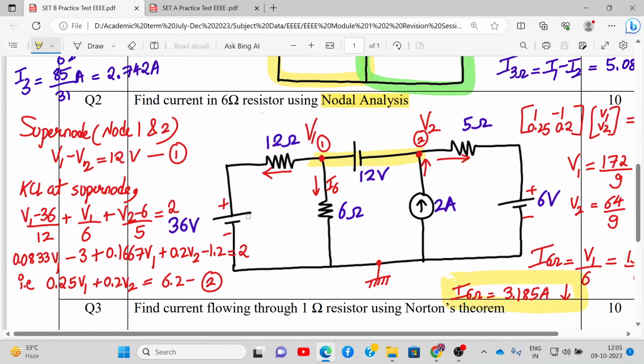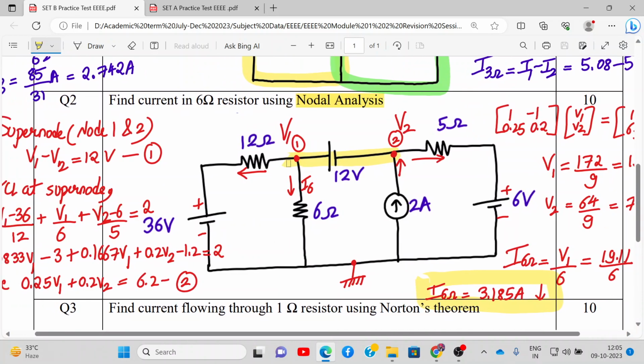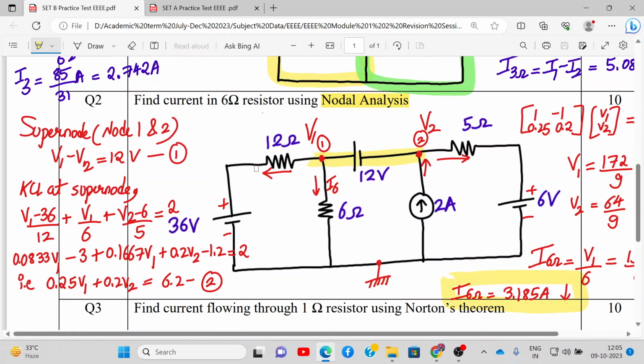I hope the explanation is clear. Again I repeat, we have first defined node number 1 and 2, and we soon found out that it's an example of a supernode. Between node number 1 and 2, a voltage source is directly connected. Alright, and then we applied KCL at the supernode. So we got this current outgoing, this current outgoing, this current incoming, and this current outgoing.